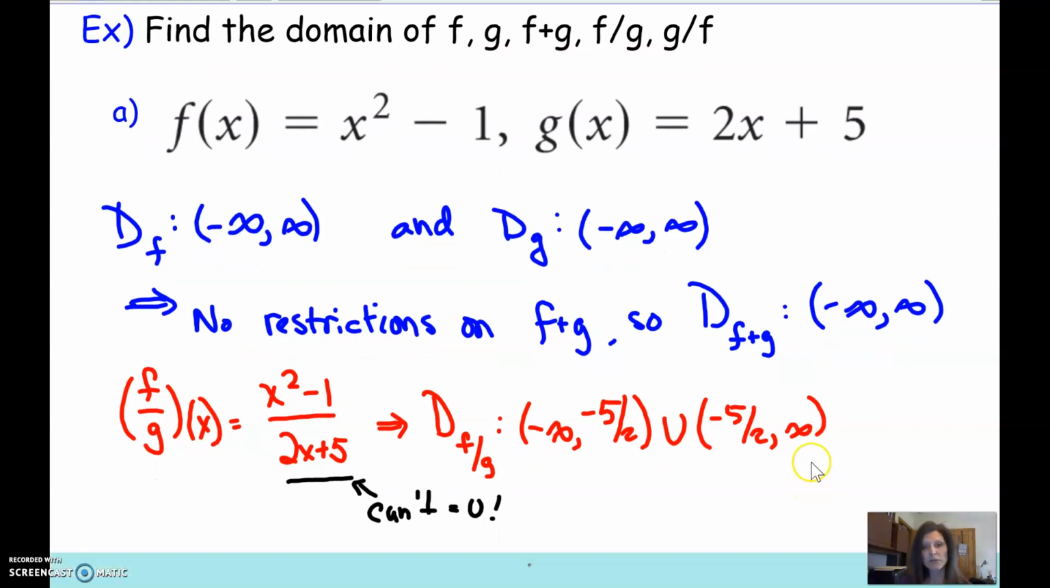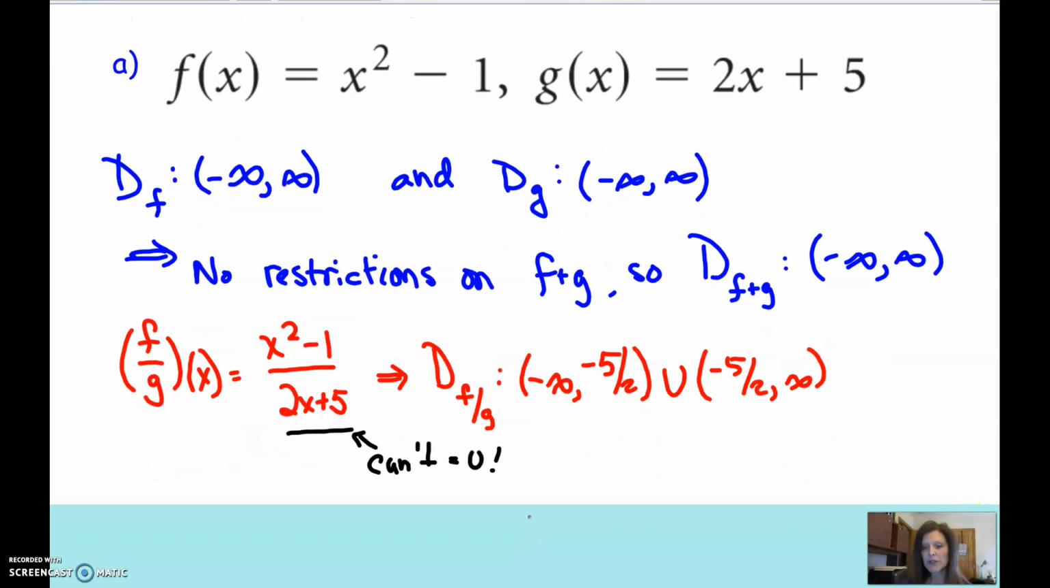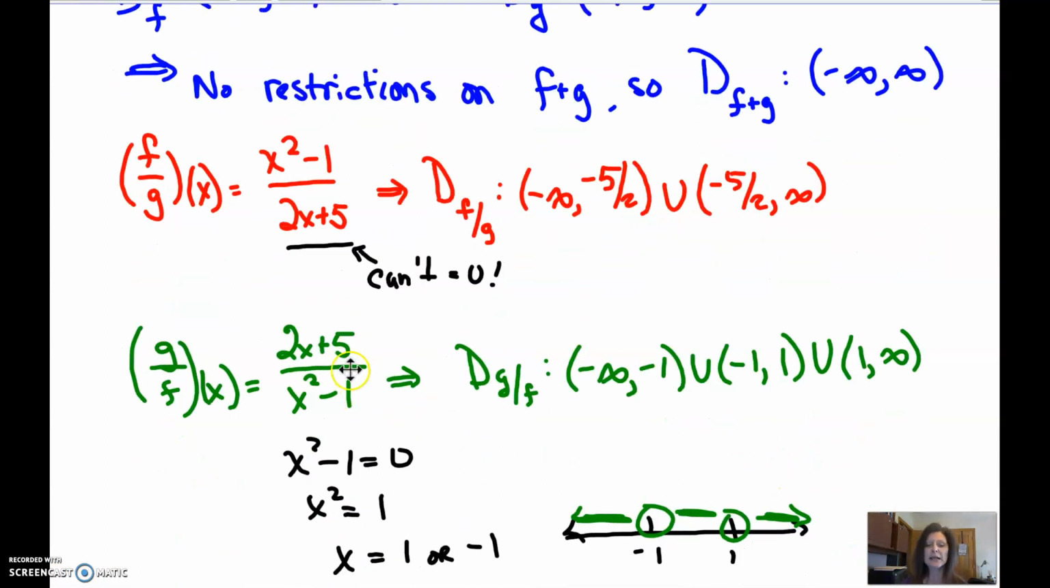Now, if we flip it and we want to look at g divided by f instead, that looks like 2x plus 5 over x squared minus 1. The same rule applies. I cannot let x be anything that's going to make this denominator 0. So this time I have a quadratic equation to solve, and one of the ways I can solve it, if it's just an x squared term, no x's or anything, I can isolate the x squared and then take the square root of both sides, remembering that the square root of 1 could be both positive 1 or negative 1.